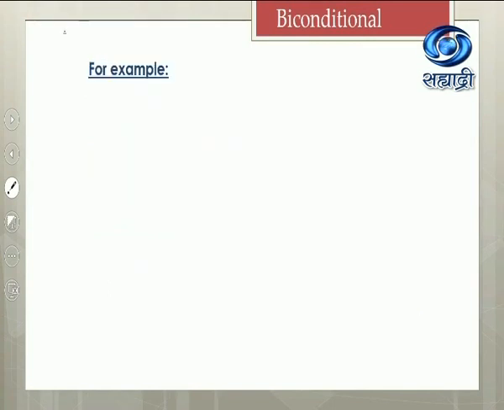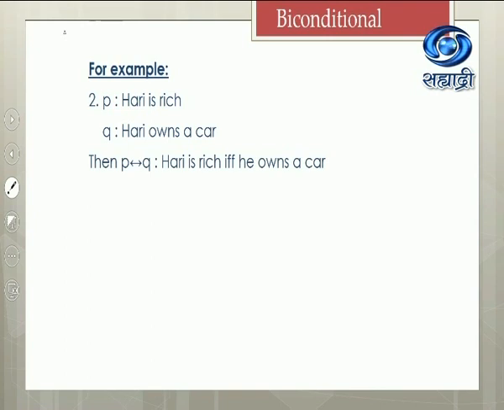The biconditional statement is formed. Next example is P, Hari is rich. Q, Hari owns a car. So your P if and only if Q will be: Hari is rich if and only if he owns a car. Since we are talking about the same person, we can write he owns a car. But when we are stating the statement, we write it as Hari owns a car, because you cannot write it as he owns a car. It will become an open sentence.